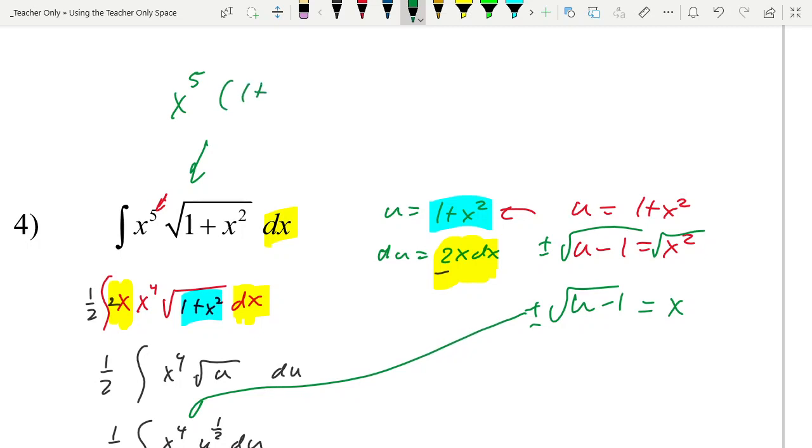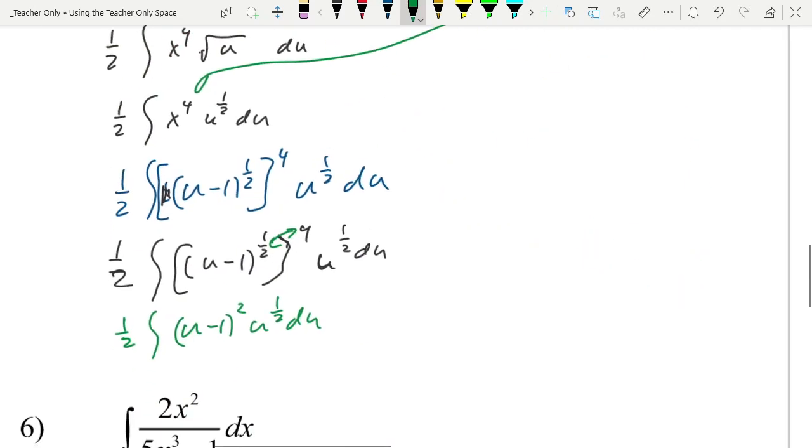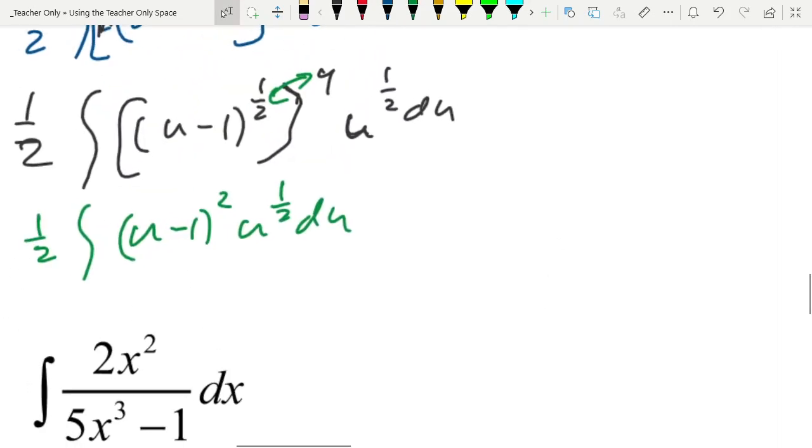That's not the word I'm looking for. I would not have been able to distribute because I had a power of 1/2. And unfortunately, I don't know how to multiply 1 plus x squared to the 1/2. I don't know how to FOIL it, distribute it. I'm kind of stuck.